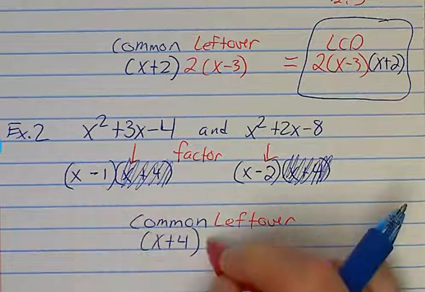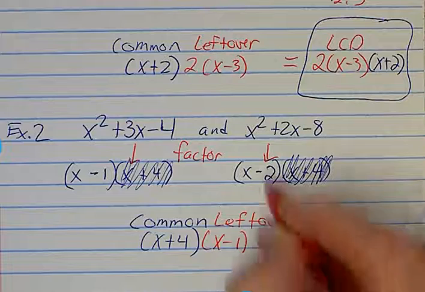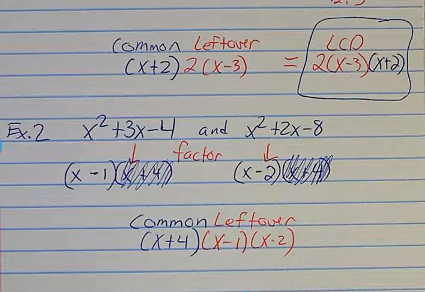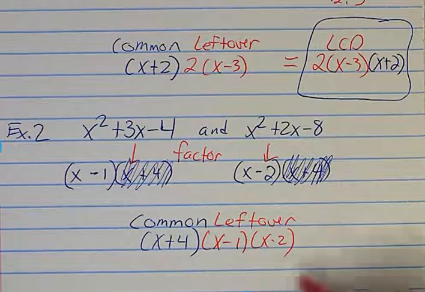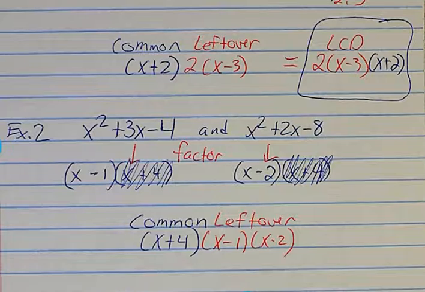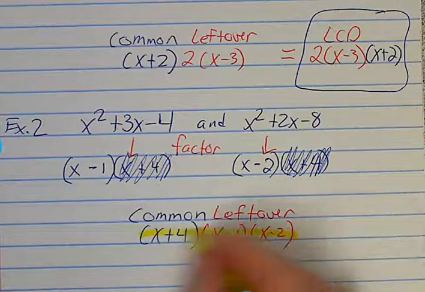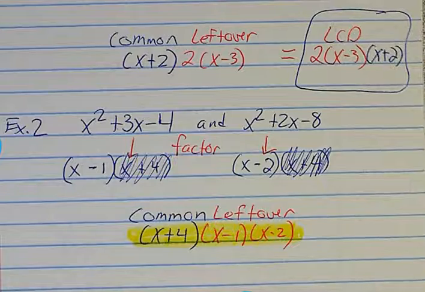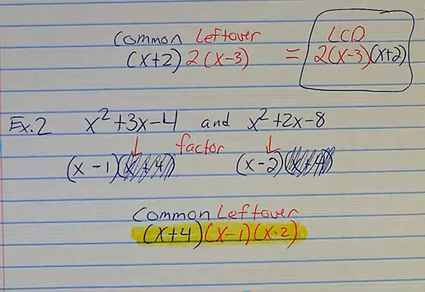We got an x minus 1 here and an x minus 1 here, and an x minus 2 there. And all that thing, that is your least common denominator. So for that one, you've got x plus 4, x minus 1, and x minus 2. That would be your least common denominator.